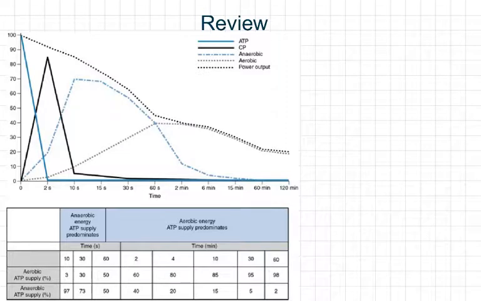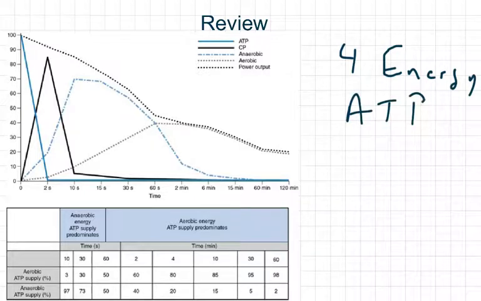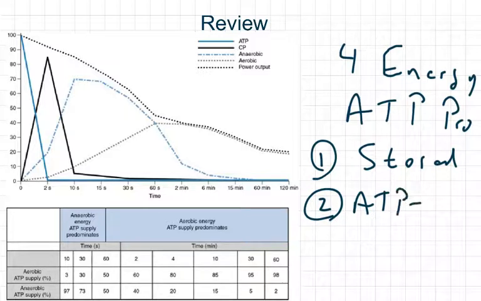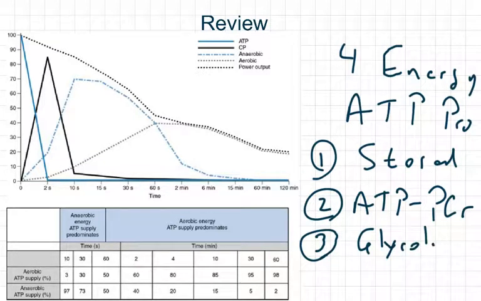In chapter 3 we discussed the 4 different energy pathways into which ATP is either stored or produced. The first one was stored ATP, right? The second was the ATP phosphocreatine pathway, or PCR for short. 3 was glycolysis, also known as anaerobic glycolysis. And then 4 was oxidative phosphorylation, or we can call it aerobic respiration.